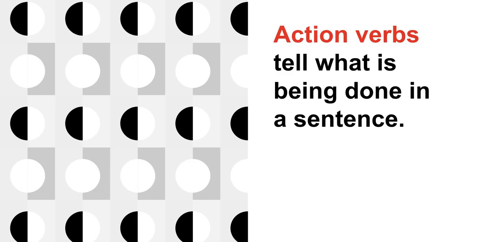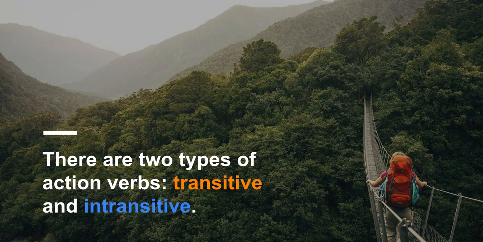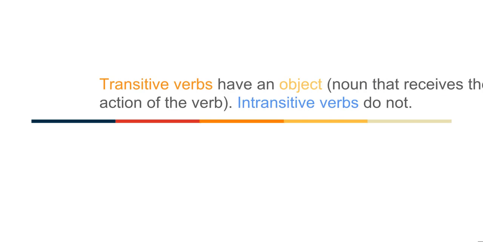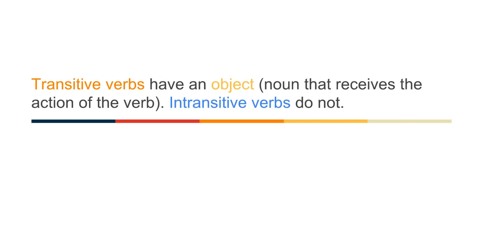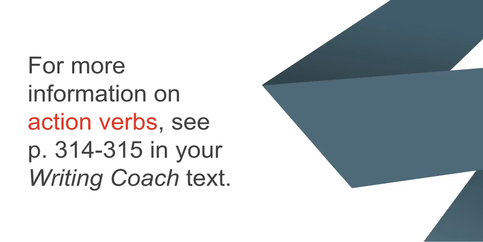And remember that action verbs tell what is being done in a sentence. They have two types of action verbs, transitive and intransitive. Transitive verbs have an object, which is a noun that receives the action of a verb, whereas intransitive verbs do not. And if you want more information or a few more examples, you can look in your Writing Coach textbook on pages 314 and 315.